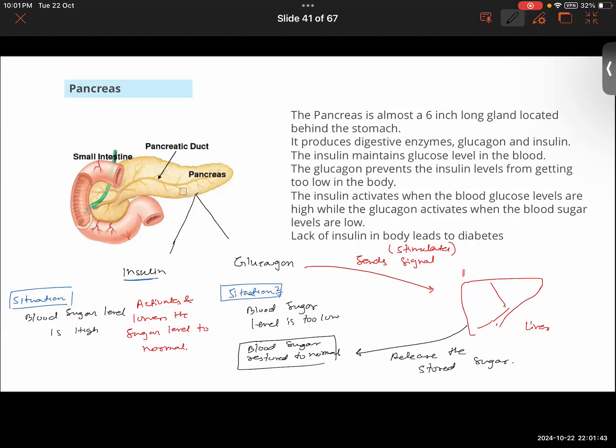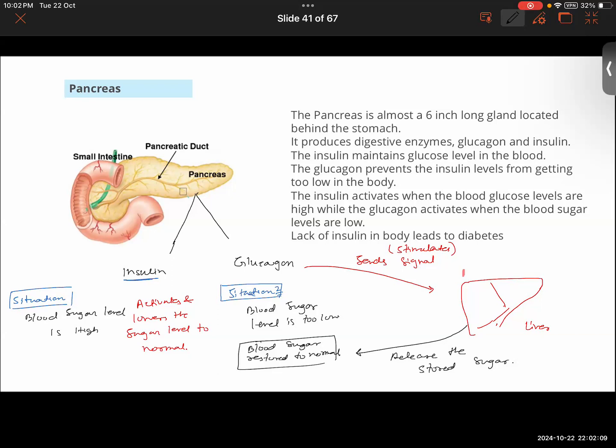Is that clear to everyone or not? Aisha is absent today, no? If anyone has any questions in this, please let me know. Okay, I have a common question for you guys. What is the normal blood sugar level?